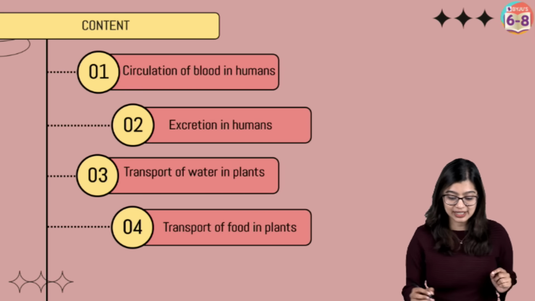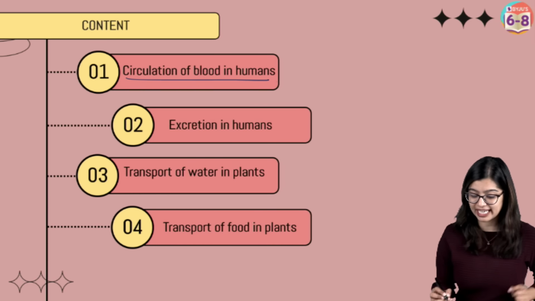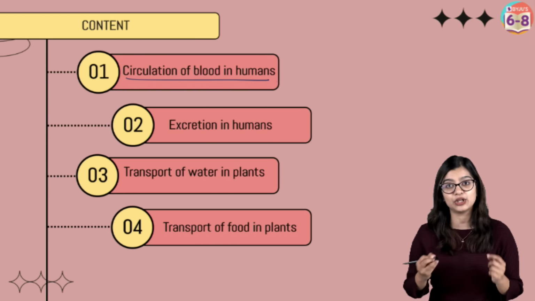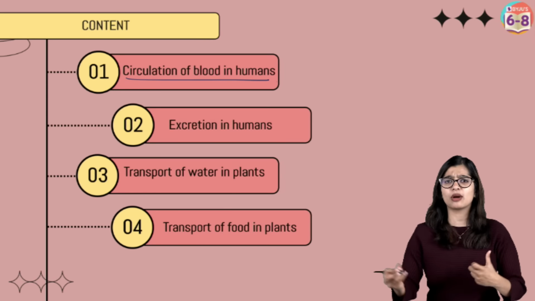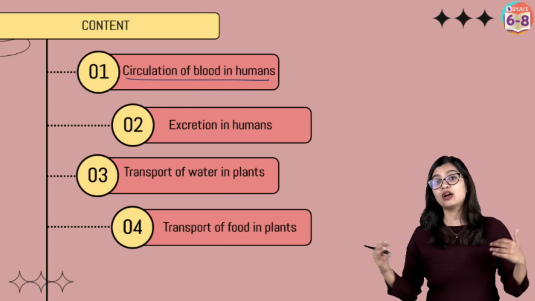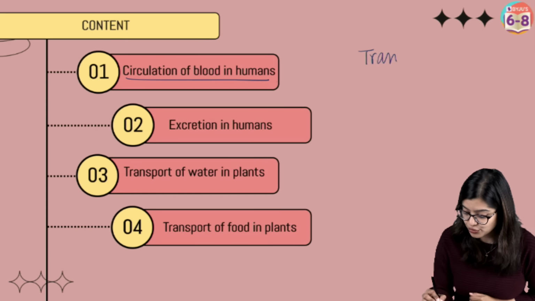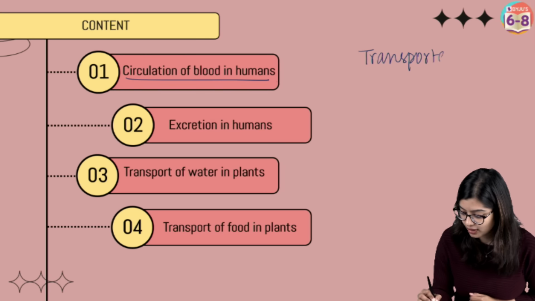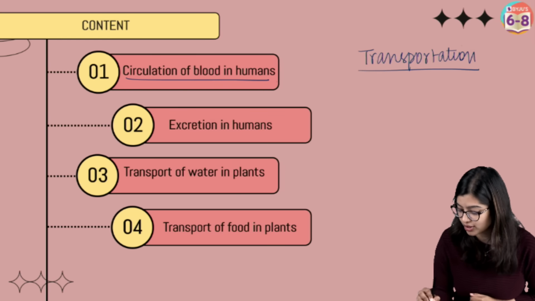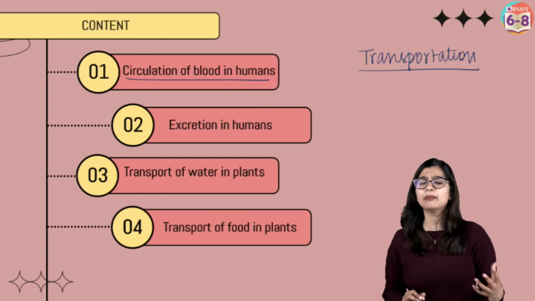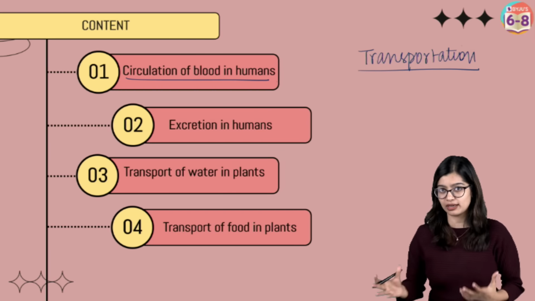Now, as you can see, the first topic that we are going to be covering is circulation of blood in humans. Now, when we talk about circulation, there is a concept that we must address first, and that is transportation. Now, if I were to ask you what is transportation, you would tell me, ma'am, it is moving things from one place to another.